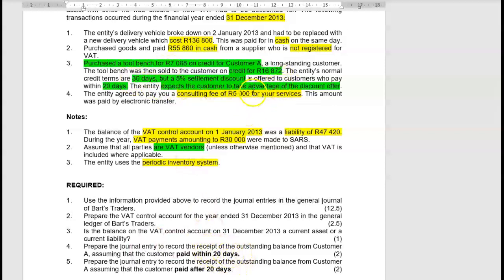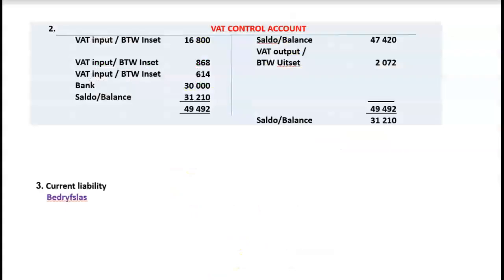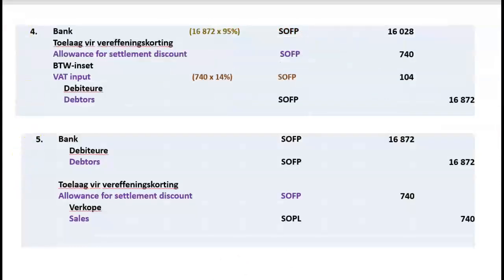So therefore, this guy is not going to pay me the full 16,872, but only 95% of 16,872. What is his outstanding balance though? 16,872. So what is the amount we're going to receive? 95% of the invoiced amount of 16,872. So our bank will be debited 16,028.